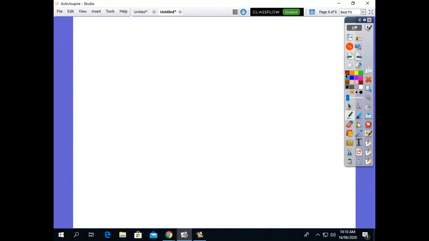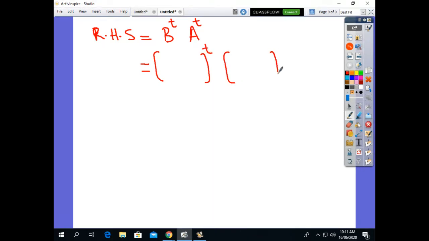The right hand side is B transpose A transpose. Here we see that first of all we take a transpose of a matrix and then we multiply these two matrices. B transpose A transpose. What is the matrix B? Matrix B is 1, 2, -3, -5. Similarly, matrix A is -1, 3, 2, 0.